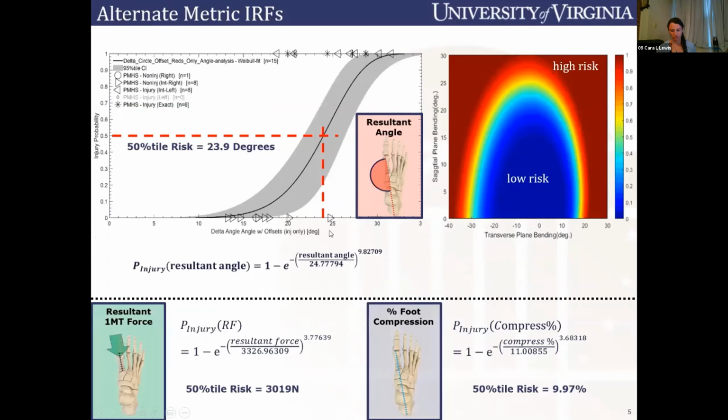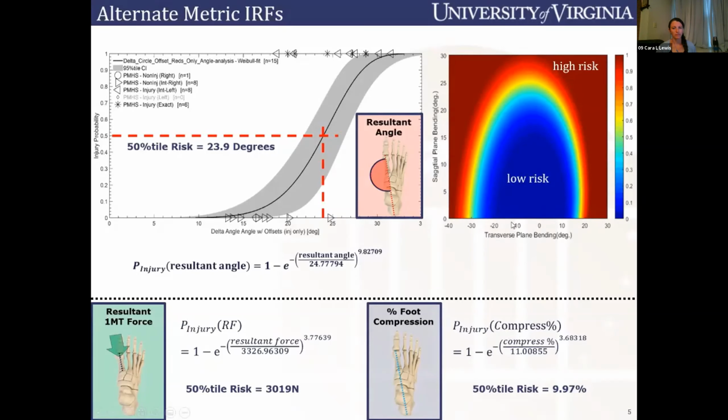Here on the left is a plot of injury risk function developed based on the resultant bending angle. So for example, we see here that the mean 50 percentile risk of injury is when the foot having a resultant bending angle of 23.9 degrees. And since the foot can bend medially or laterally, we also plot an injury risk heat map to accommodate the bending angles at the transverse plane and sagittal plane.